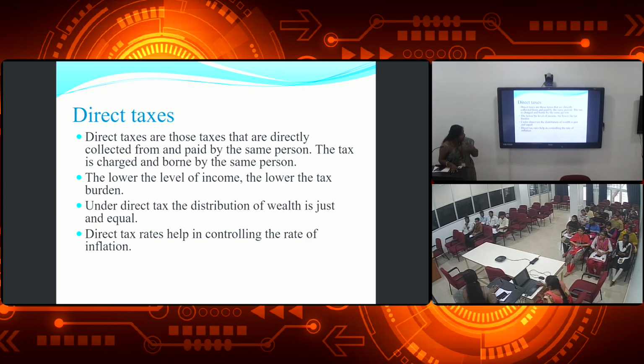Okay, next, the direct taxes will be controlled according to the inflationary period. Yes, it is going to be inflation. Inflation is nothing but the rising of prices, the rising of the standard of living. So according to the rising, the tax rate will be collected.